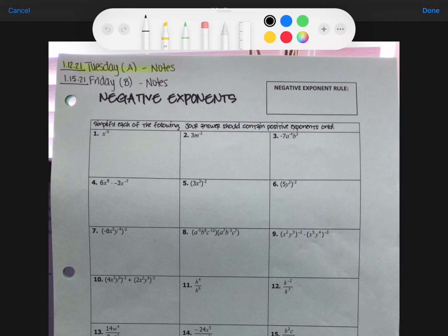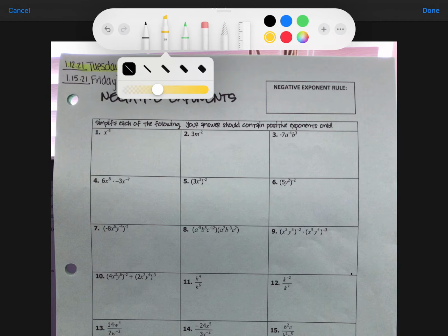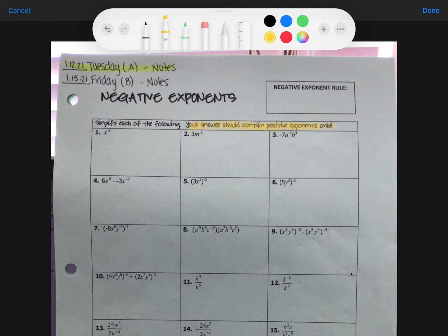All right, before we start talking about these problems that you see on this paper that you should have, we're going to talk about what the negative exponent rule is. And what it does is says that we can't have any negative exponents. So anytime you are going to be asked to simplify, it's going to probably say in here your answer should contain positive exponents only. And so what that means is anything that's got a negative exponent left in the answer will be wrong. And so the rule here is that you need to move negative exponents. So I'm going to show you what that looks like.